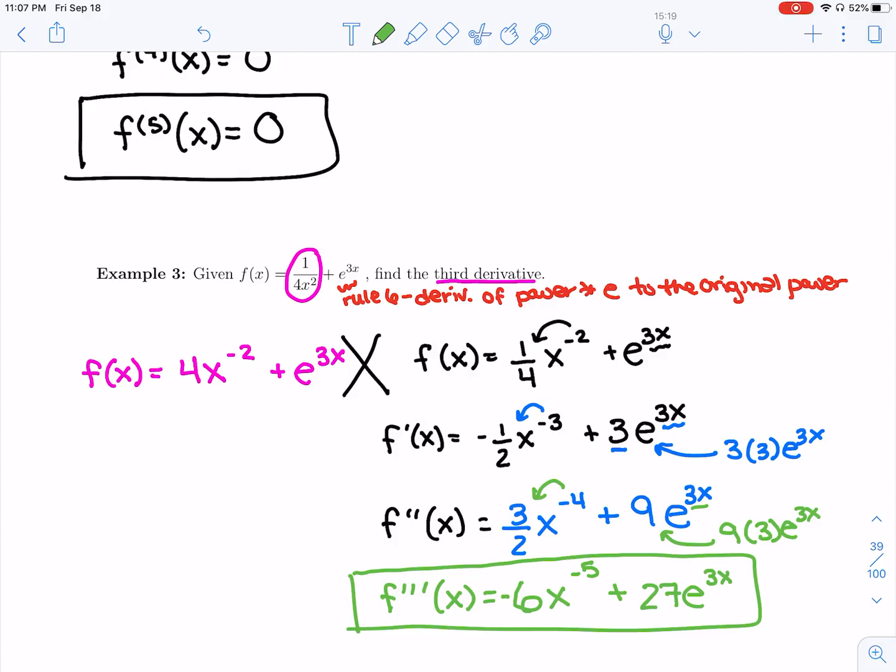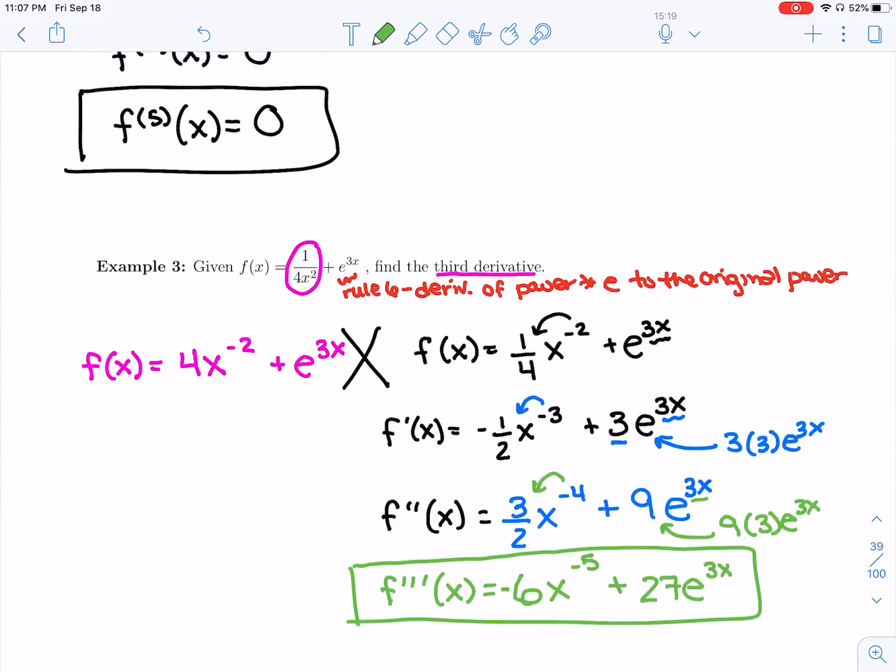So you can keep going, try the next page, and then I will post the video for you to try after. But you should be able to get at least the first derivative of the ones on the next.